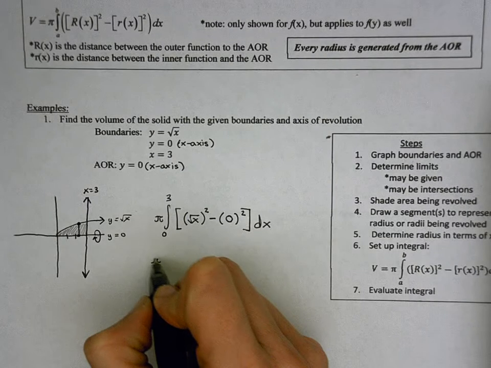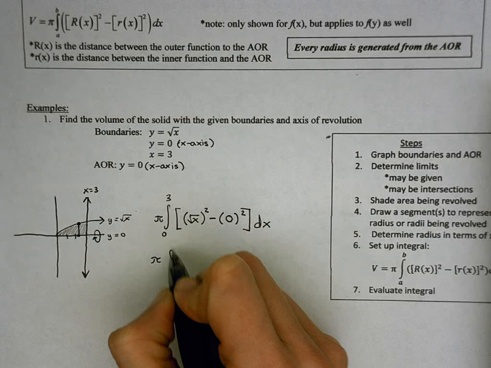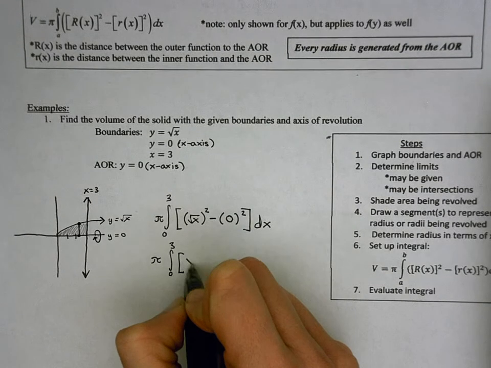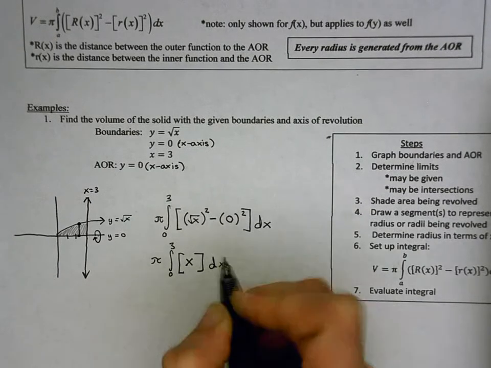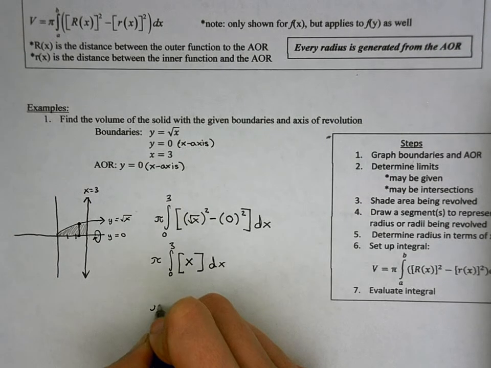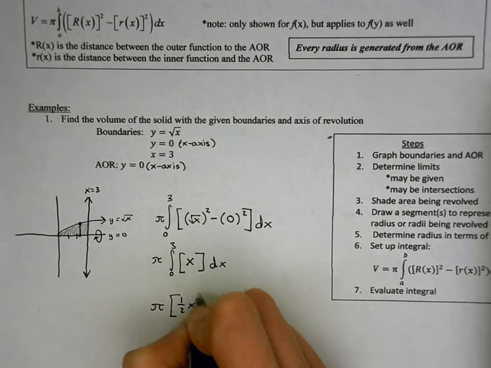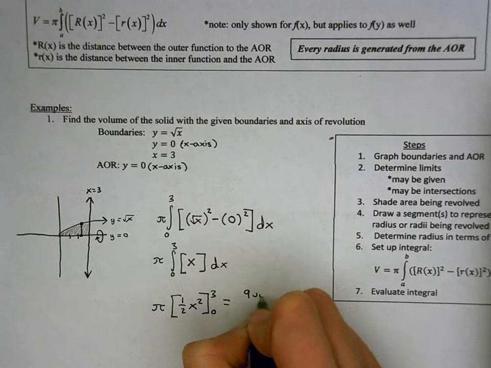All right, so we have pi. Clean this up a little bit. 0 to 3. Root x squared is x minus 0 is just x. So we have pi, power rule, 1/2 x squared, 0 to 3, which is 9 pi over 2.